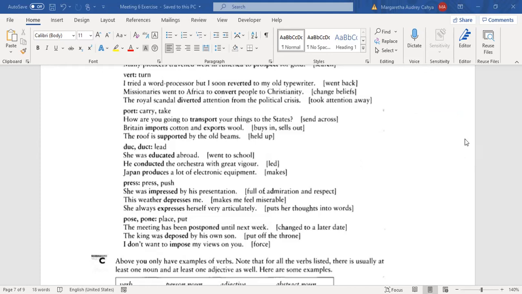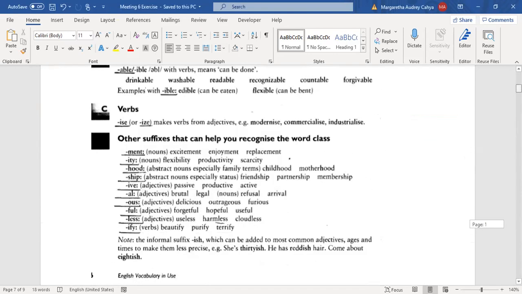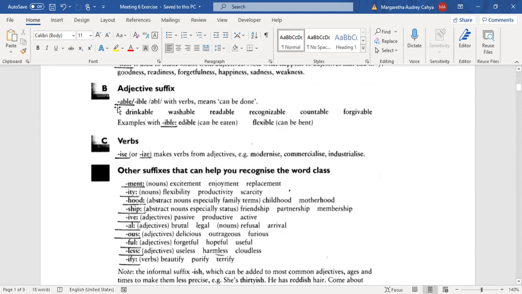As you can see in the examples from this book, most of them, even though it's like -ette, -hood, -ship, are all nouns, right? Noun, noun, abstract noun, or adjectives, like -ful, -less, -ous, -ify, and this one, -able, changing words into adjectives.